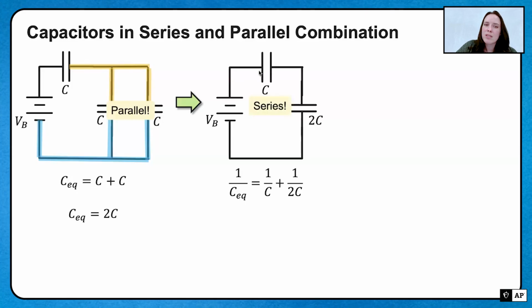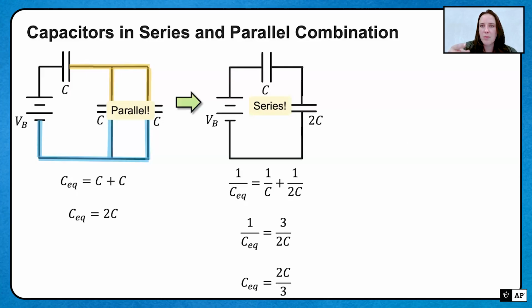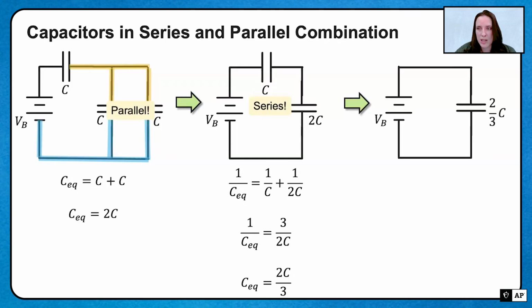So I have 1 over C from my top capacitor and 1 over 2C from my side capacitor. When I add those together, my 1 over C equivalent is 3 over 2C. And if I flip, reciprocating both sides, my equivalent capacitance is 2C over 3. So that means this circuit smushes together one more step, and it behaves the same way as if I had one big capacitor with a capacitance of 2/3 C.